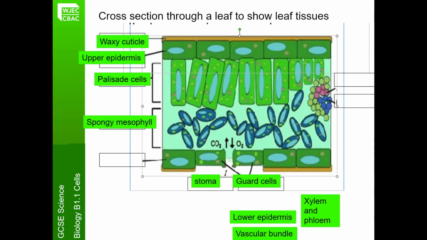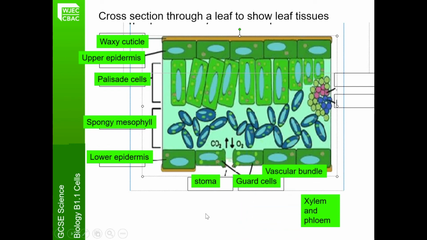The upper epidermis is a transparent layer, and you can see there are no chloroplasts in here. That's to allow maximum light to pass through the top surface of the leaf to reach these main photosynthetic cells, these palisade cells. Our lower epidermis is again transparent and is on the bottom surface of the leaf.